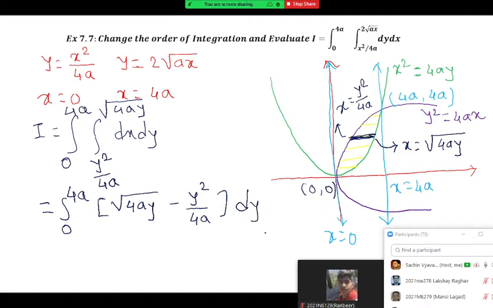That is the inner integral first. First integration of dx is x, then we replace upper limit minus lower limit. So two steps are done here directly. Now we have to do the integration. So root 4a stays as it is. What's the integration of root y? It is 2 upon 3 into y to the power 3 by 2. That is the correct answer.